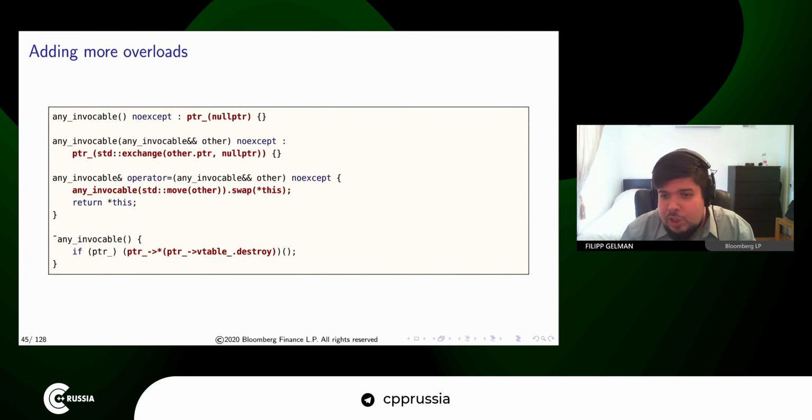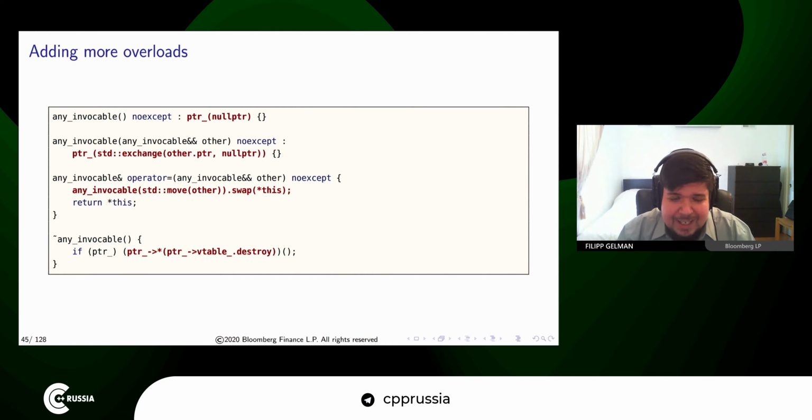So for the default construction, it's empty. The pointer is null. It doesn't point to anything. For the move constructor, I steal the pointer from this other any invocable and make it null. And now pointer is whatever other pointed to before, which could be null or could be not null.